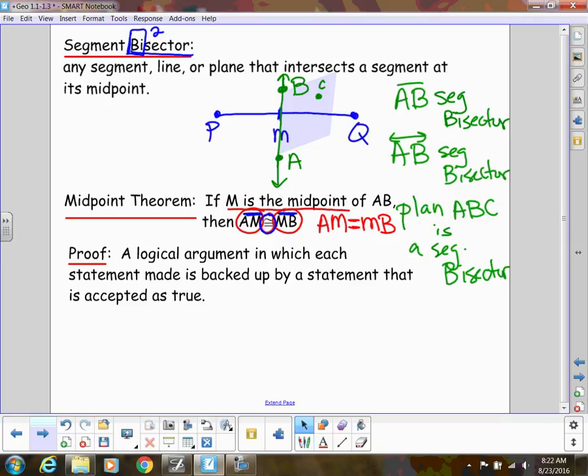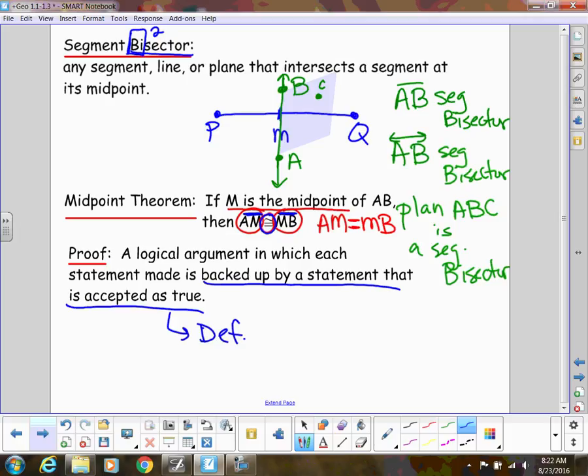Okay, so in geometry, we will be doing lots of proofs. And all we mean by a proof is just a logical argument in which each statement that is made is backed up by a statement that is accepted as true. What we mean by that is any kind of definition or postulate or theorem that we have learned. Because of that, we are going to be keeping proof cards so that we can easily reference all the things that we've been learning, and these will be used in proofs.